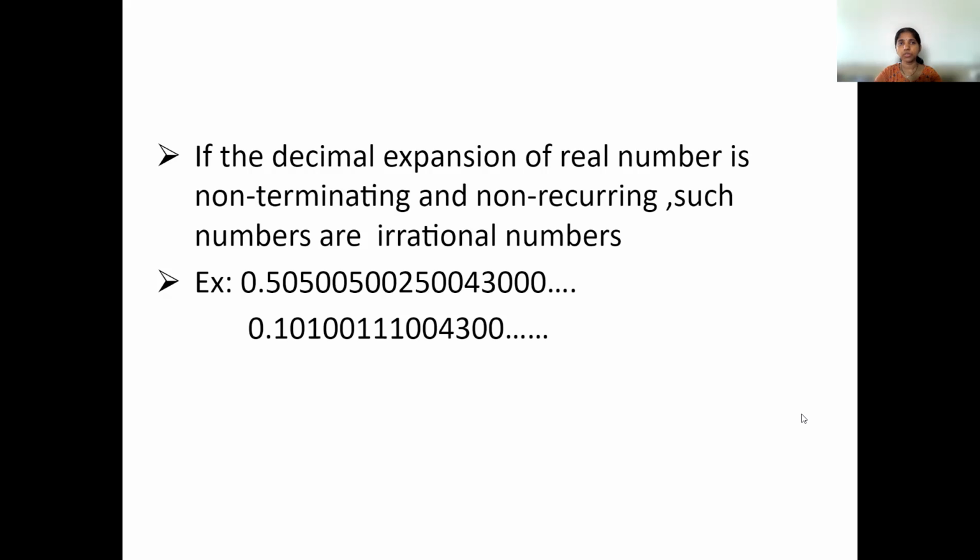So that's all for today's session. In today's session, we have learned two concepts: how to represent irrational numbers on the number line and the decimal expansion of rational numbers. So thank you. Let's continue in the next session.